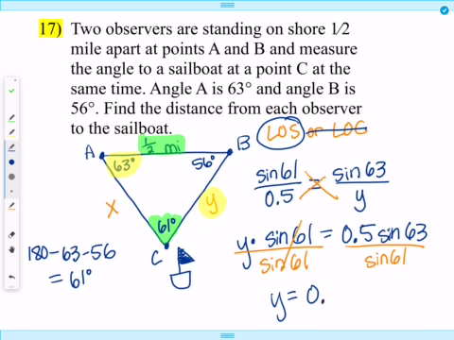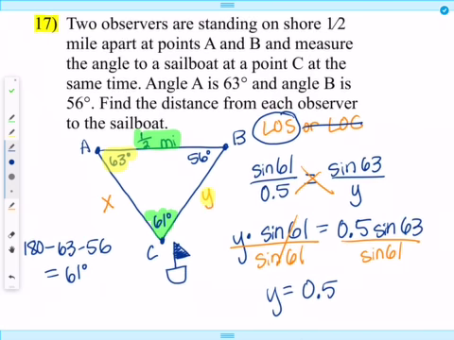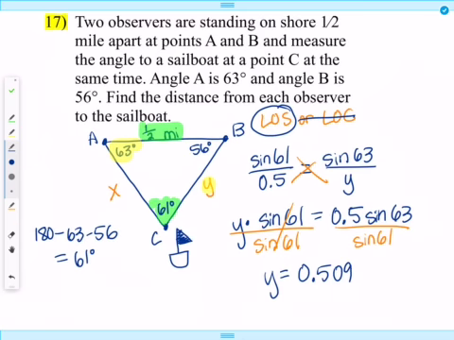We get 0.509. We're going to go to 3 decimal places, so I'll just stop right there. This is the end of finding that length, so no need to go to extra decimal places. Our units here are miles. So there's one of our answers. That's the distance from point B to the sailboat.